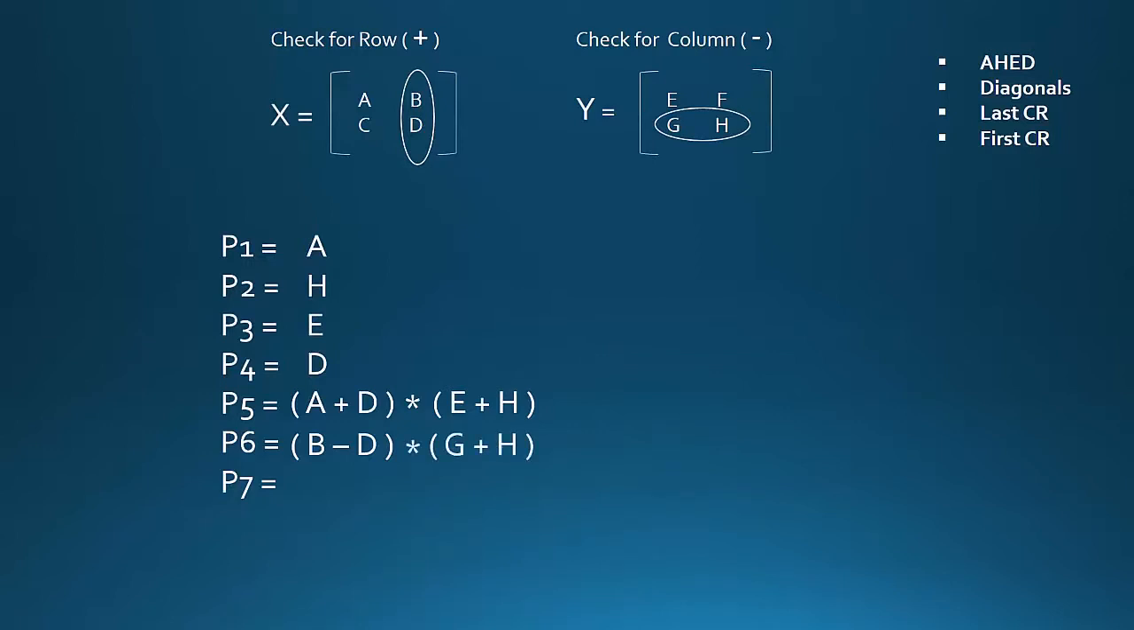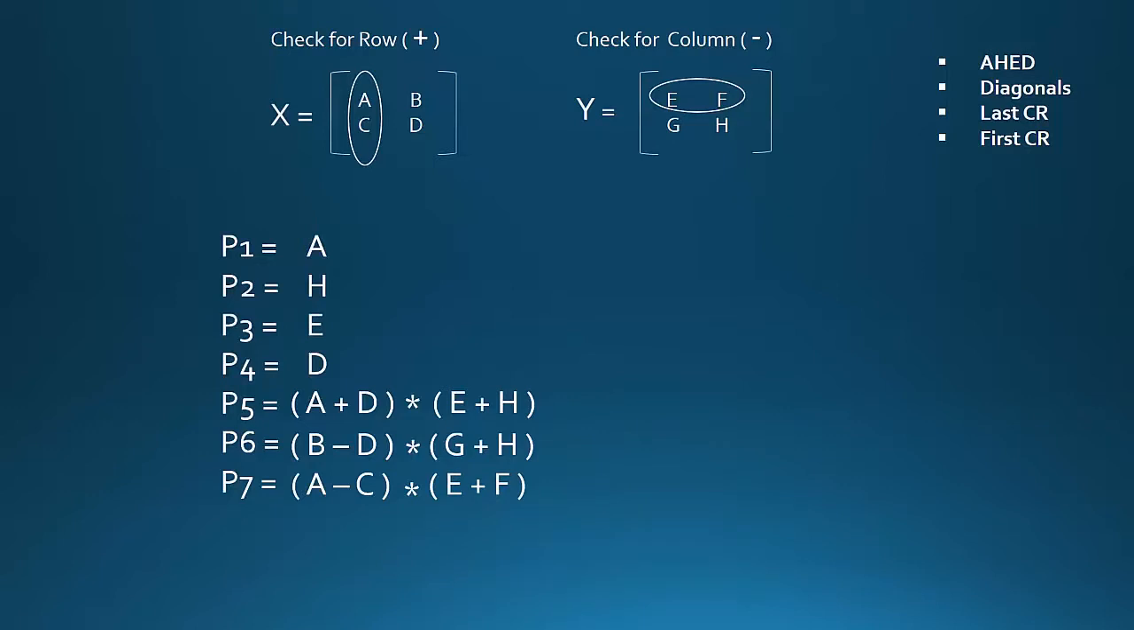Then we will consider our next point, that is first CR. First column of X is AC. Since it is a column, we will write A minus C, and first row of Y is EF. Since it is a row, we will write E plus F. We have completed P5, P6 and P7.